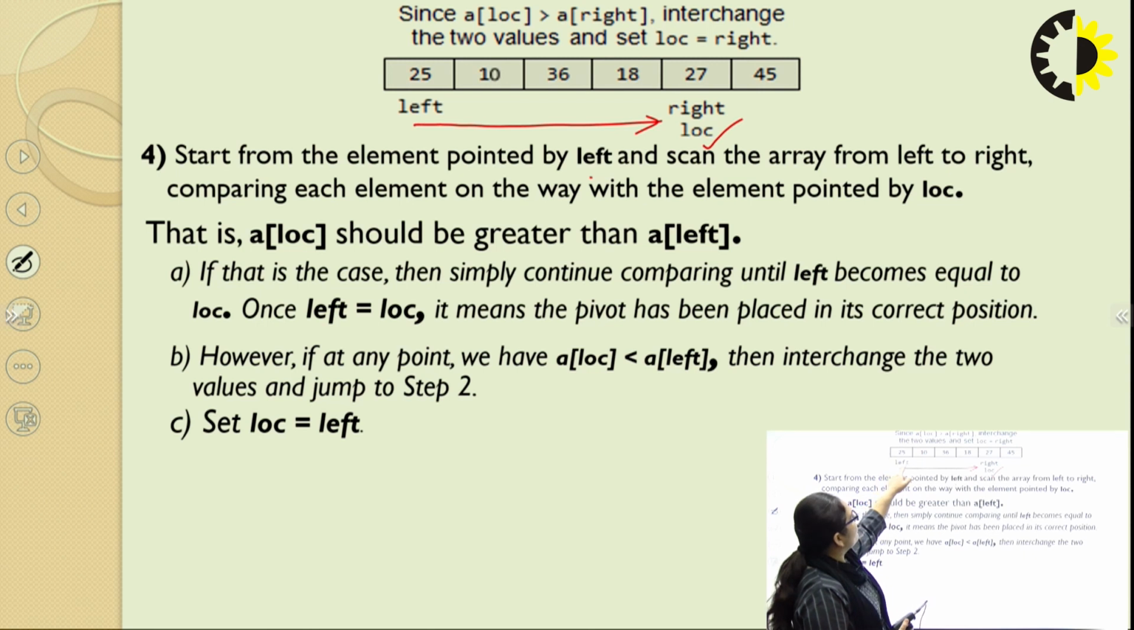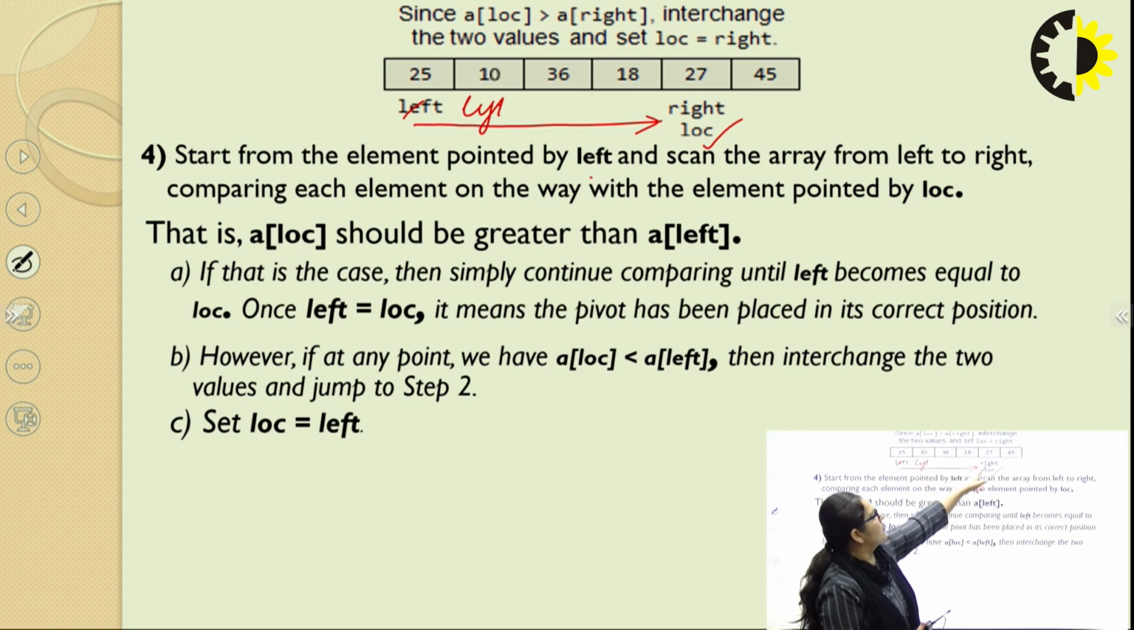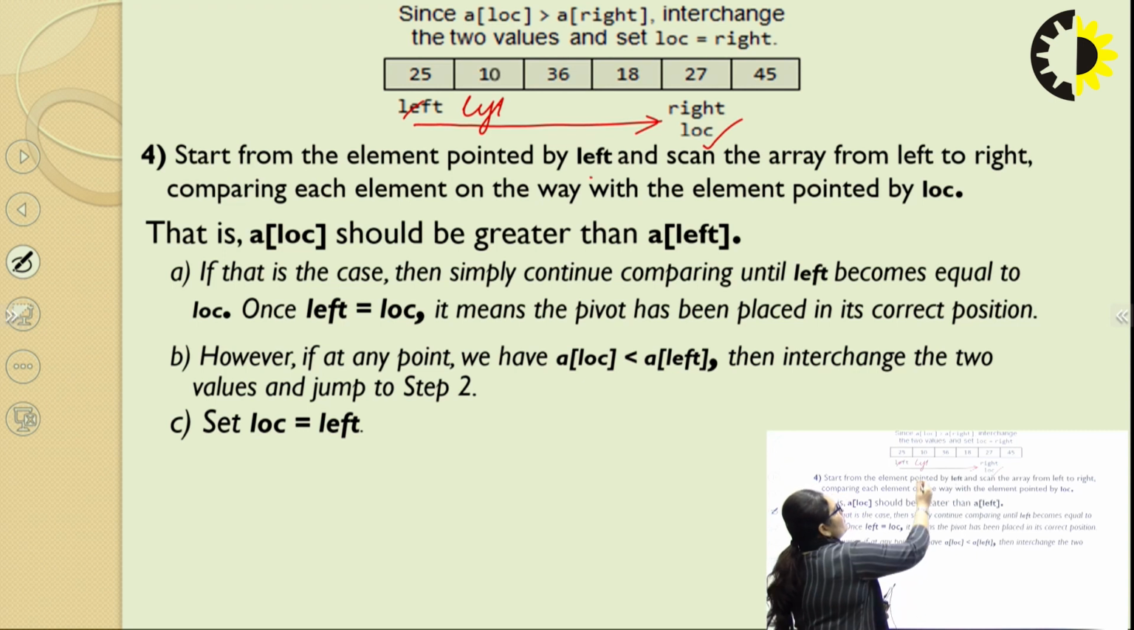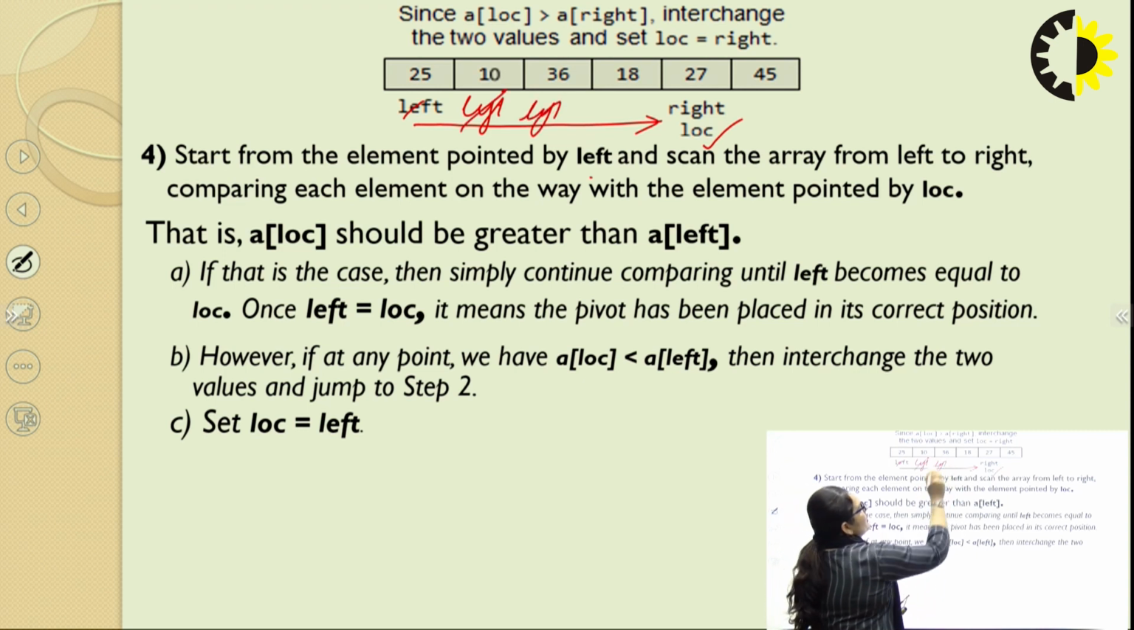We first compare 25 and 27. It is in sorted order, so we simply move towards the right. It means we just increment the left variable. Now the left variable is pointing to the value 10 and A LOC is 27. Now 10 is less than 27, so we simply increment left. But now here the value is 36 and here the value is 27.